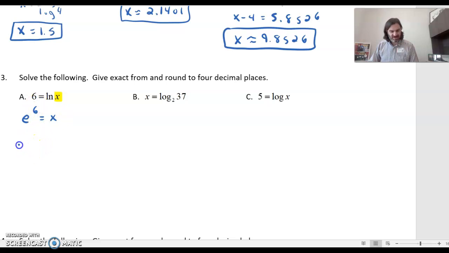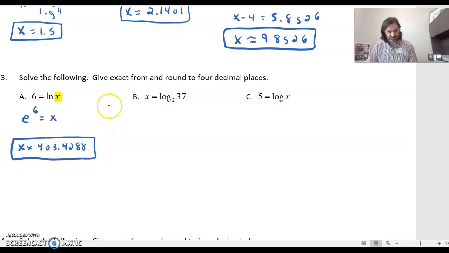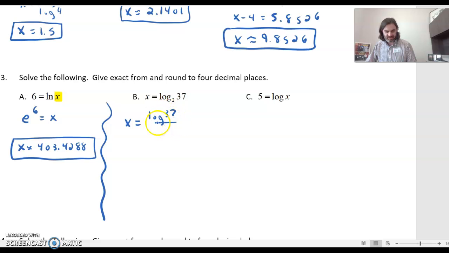And if we put that into the calculator and round it off, it looks like it's 403.4288. The next one, x equals log base 2 of 37. That's already an exact answer. We just really don't know how big it is. So we use change of base. X is equal to log of 37 over log of 2. And in the calculator, pause if you need to, but that gives me x is about 5.2095.